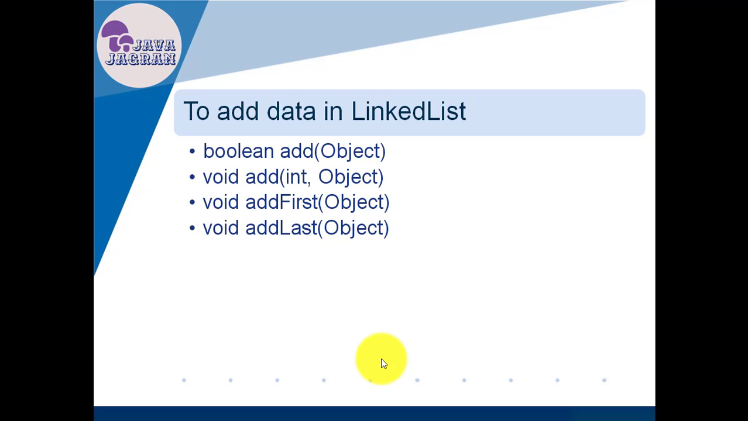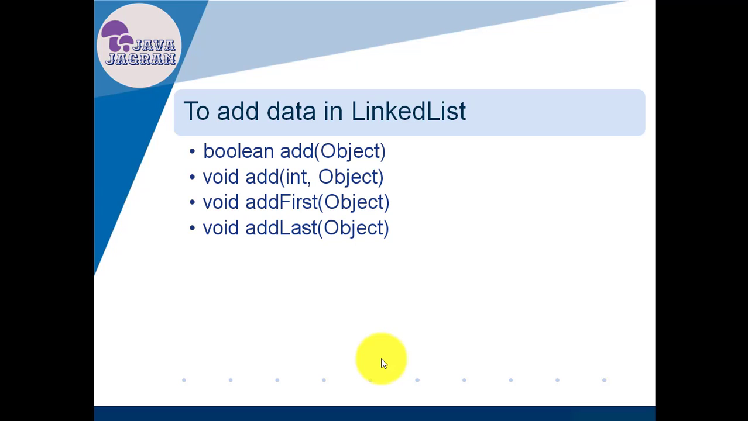If you call the add method by passing one object, it will just add that element at the end of the list, after whatever data is already there. On the last it will add your data, and if it's added successfully it will return a boolean.